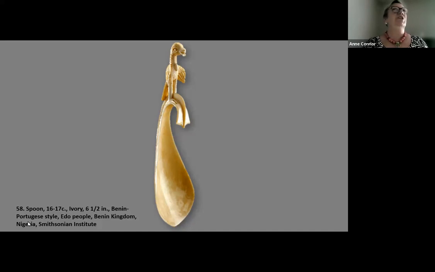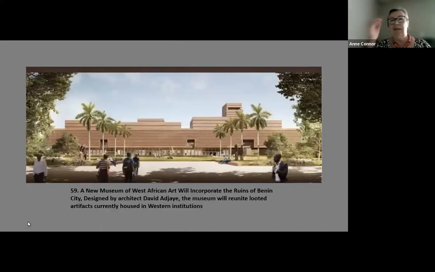Now, the British Museum, which is not ready to send back the plaques, is feeling very sorry for what they did, apparently, and have decided to build a new museum of West African art that they will incorporate in the Benin City ruins, which are in Nigeria. And so that big museum that is supposed to represent pretty much what the former palace looked like is going to be built at the expense of the British Museum in Benin City.